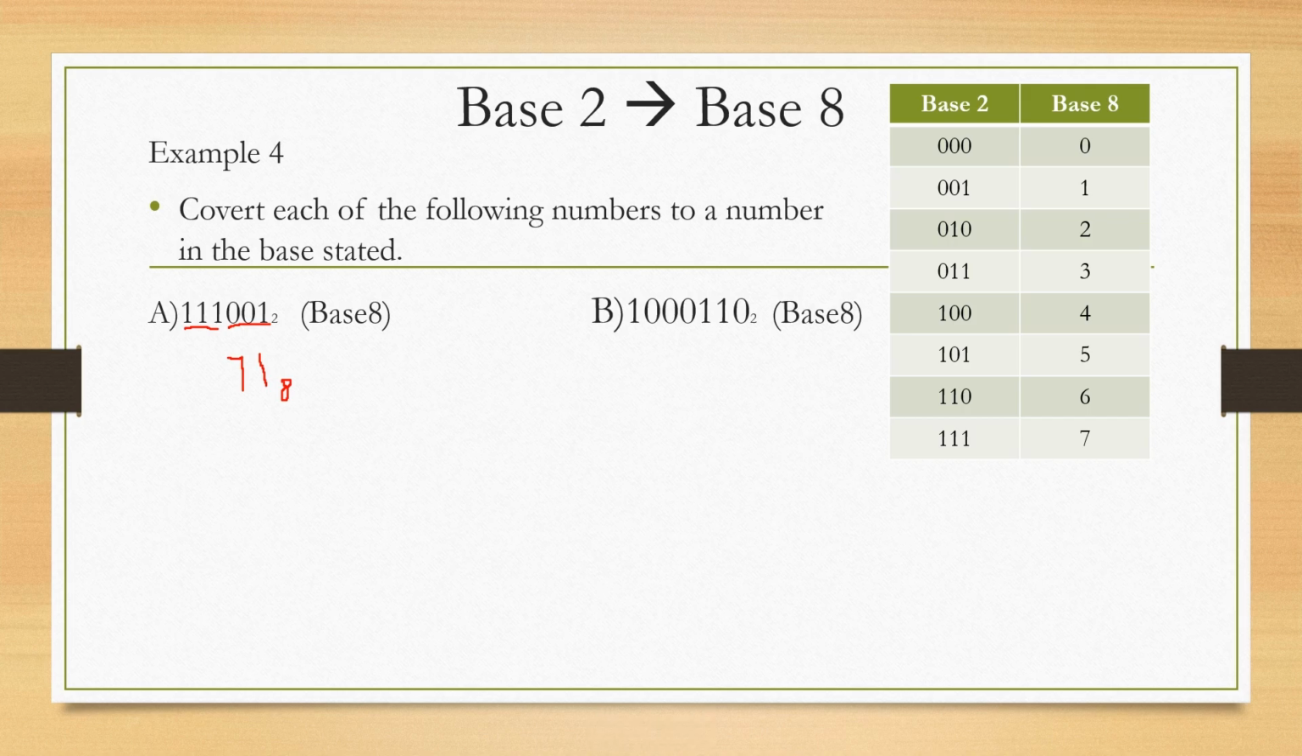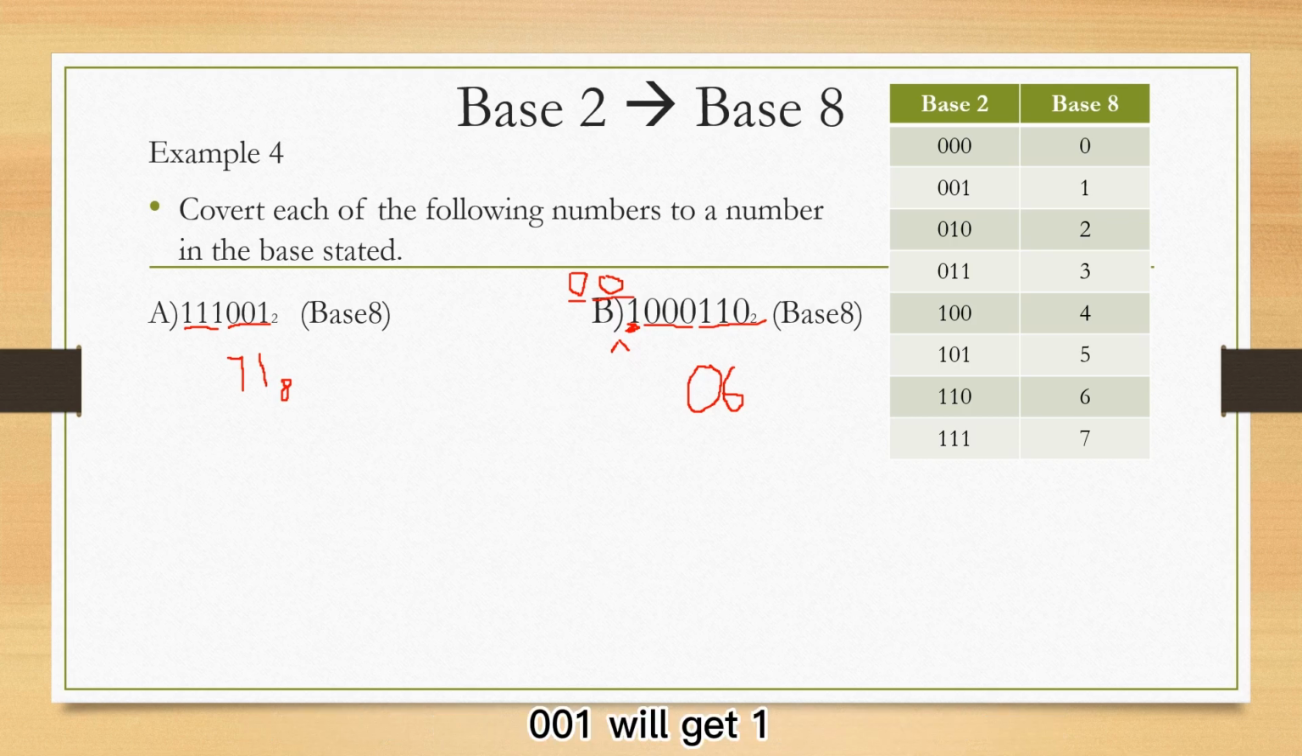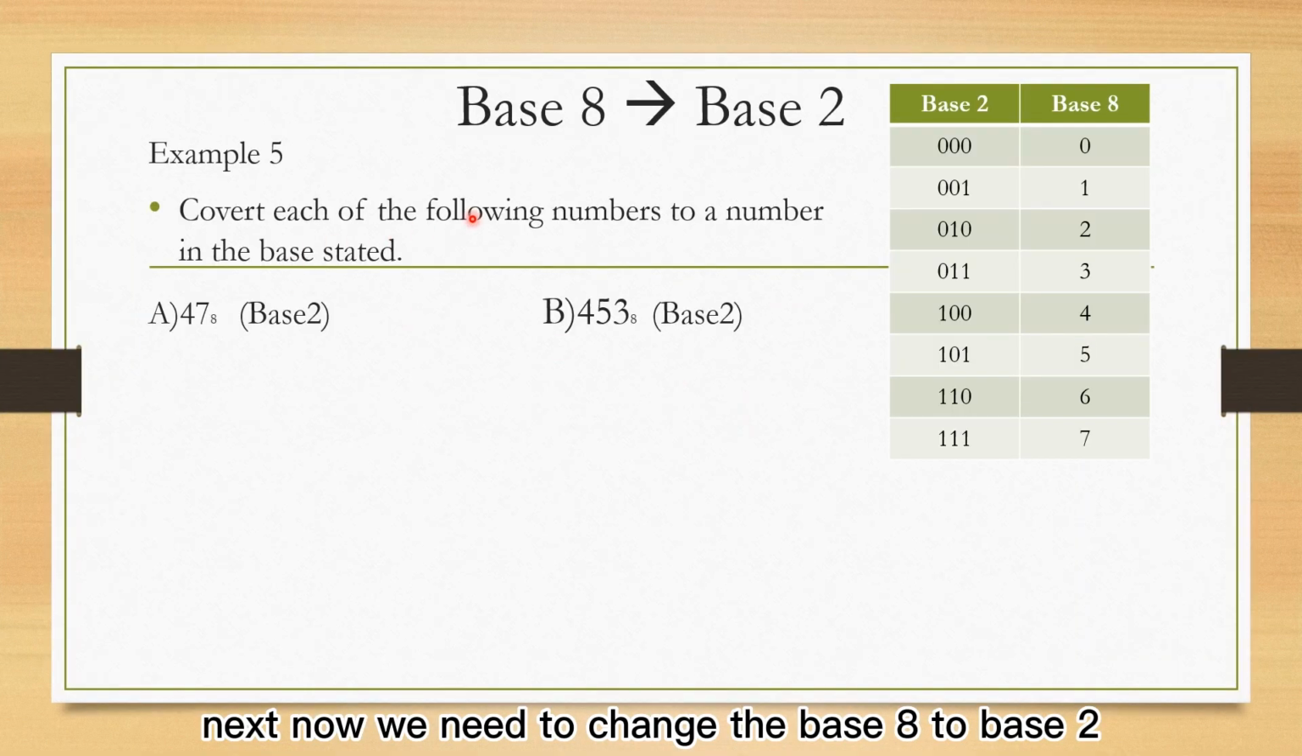Next, we need to look at 3 digits by 3 digits first. 1, 1, 0 and 1, 1, 0. So 1, 1, 0 is 6, right? So we now have 6, and then 0, 0, 0, which is equal to 0. Since this only has one digit, we need to add 2 more in front of this digit so that it becomes 3 digits. So 0, 0, 1, we get 1. So the final answer is 106 base 8.